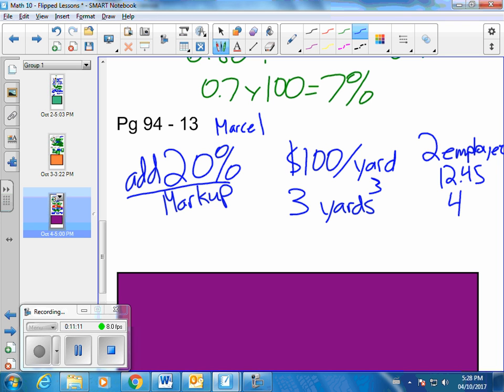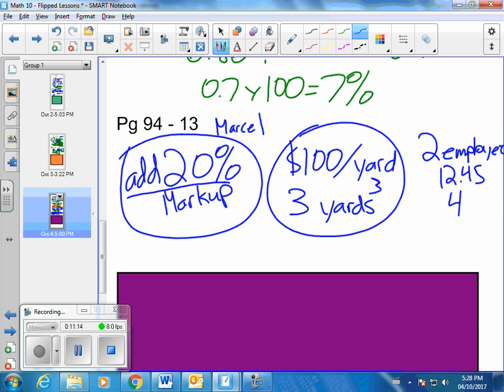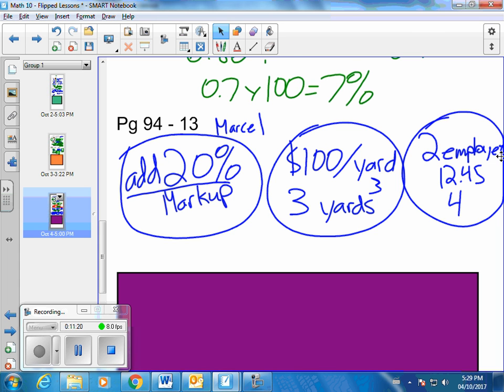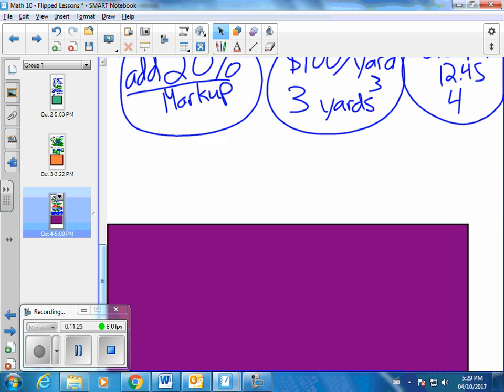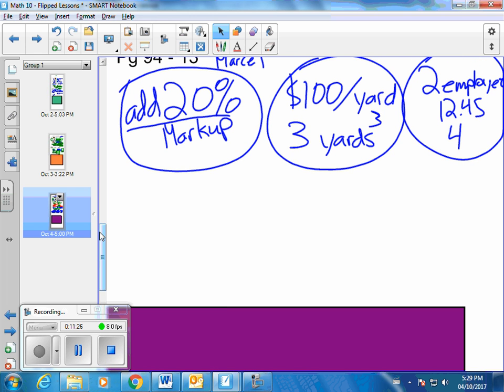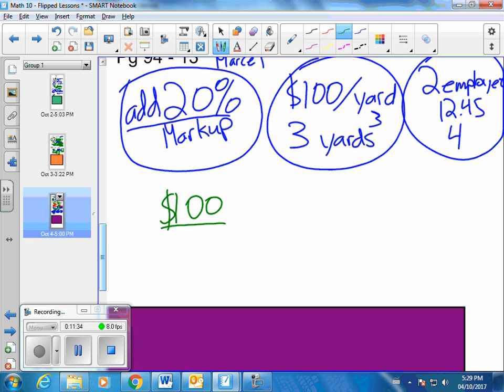So what we actually have here is we have 3 different equations going on, and we have to do them in a semi-particular order. Markup is what we're going to have to do last. We figure out all our costs, and then we do our markup after that. So what I'm going to start with is our cubic yards. I know that I have $100 per 1 yard, which equals X number of dollars over 3 yards. We've done this before. I cross multiply, I divide. X equals $300.